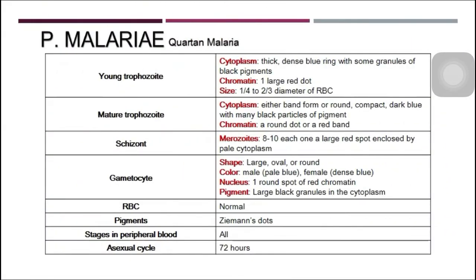Of course, we have P. malariae, or quartan malaria. P. malariae causes quartan malaria with characteristic Ziemann's dots. Also take note, for P. ovale, P. malariae, and P. vivax, all stages can be found in the peripheral blood. Except, of course, for P. falciparum, because the stages present in the peripheral blood are the ring forms and the banana-shaped gametocytes.